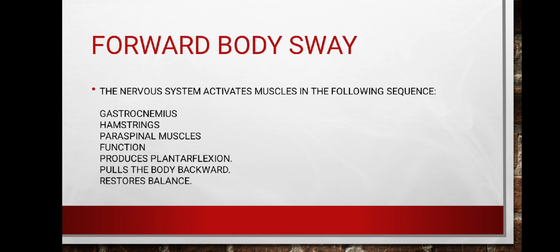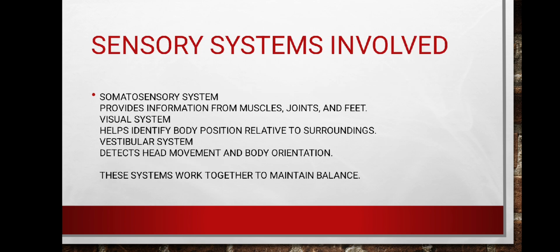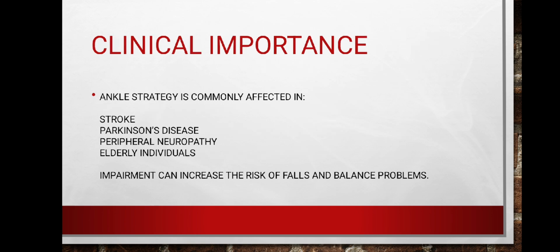Role of sensory system. Ankle strategy depends on the integration of three major sensory systems. First is the somatosensory system. This is the primary sensory system involved in ankle strategy. It provides information about joint position, muscle length, and pressure distribution under the feet. Second is the visual system. Vision helps determine the body's orientation relative to the environment. Third is the vestibular system. The vestibular apparatus, located in the inner ear, detects head movement, linear acceleration, and gravitational orientation.